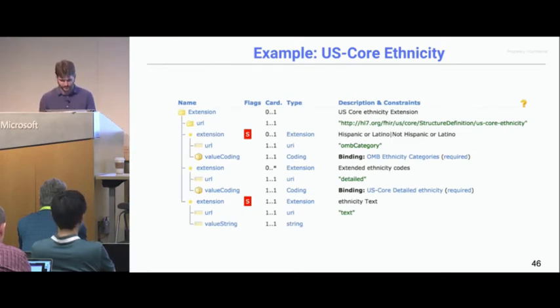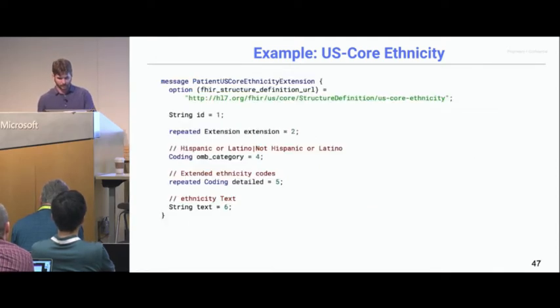So this is our US Core ethnicity extension. It is an extension that defines sub-extensions. So instead of having a value itself, it has 3 sub-extensions with known names and known types. This is a profile on extension. We can feed it to our proto generator and get back a proto. This is the proto you get back. It looks pretty much how you expect. It's got codings, it's got an ethnicity text. All the fields that you just saw get turned into fields on the proto.